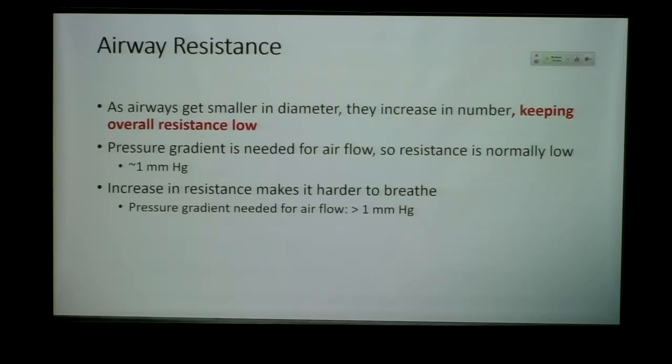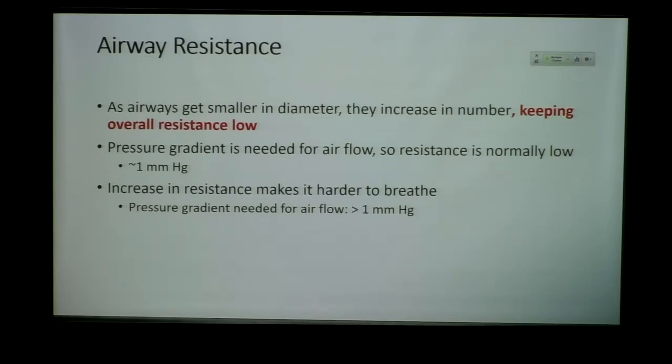Resistance. Now, although we see the radius of the airway getting smaller from the bronchus down to the terminal bronchioles, we would kind of expect to see more resistance as the radius gets smaller. But in actuality, we don't. Resistance is kept overall low because of the extensive branching that we see of the bronchial tree.